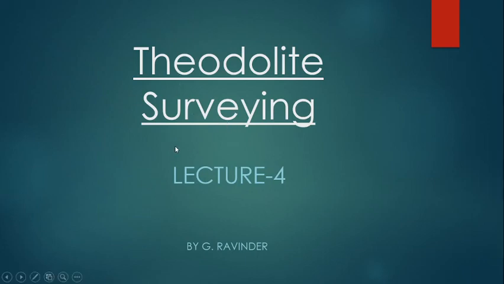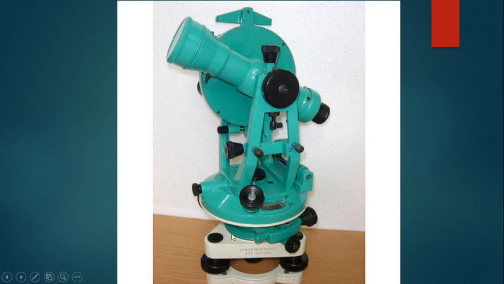Right. Before starting today's topic, I would like to just revise what we have learned in the earlier classes. So we're actually dealing with theodolite surveying. As you know, theodolite is the most precise instrument when compared to the prismatic compass for measuring horizontal angles. Its least count is about 20 seconds, whereas the compass is only about 30 minutes. And you can see this is a picture, and here you can see various components.